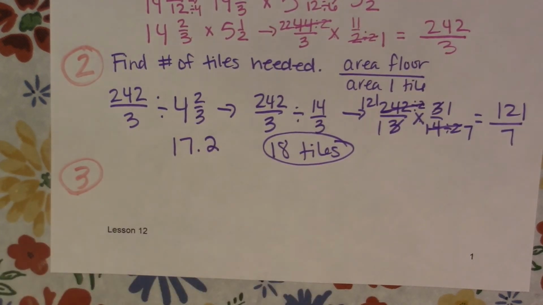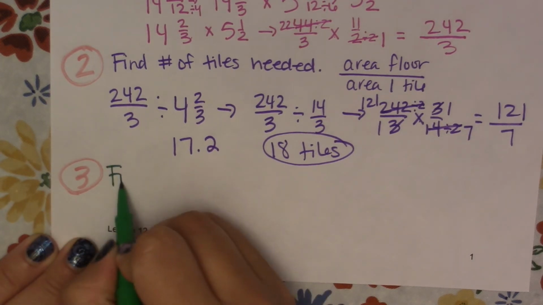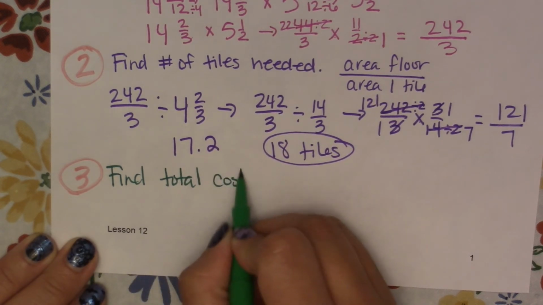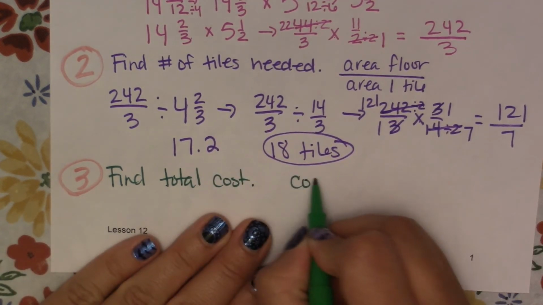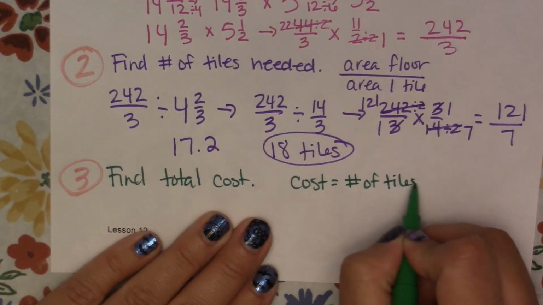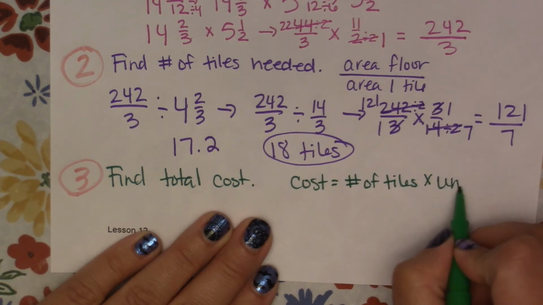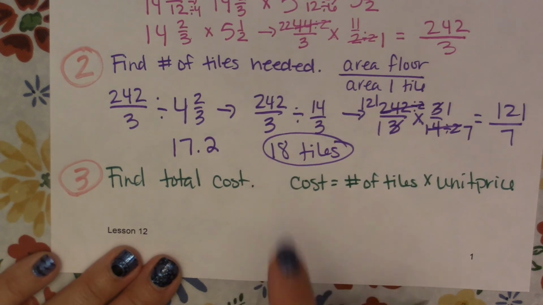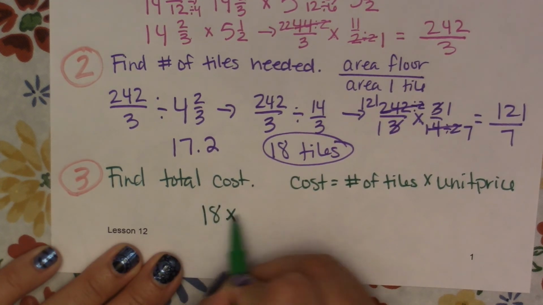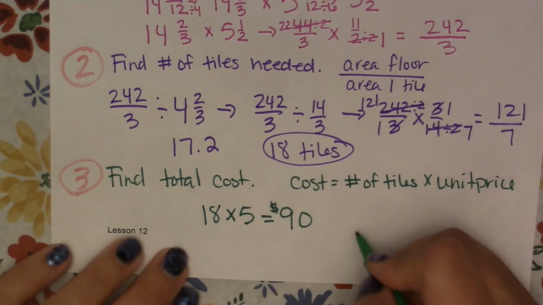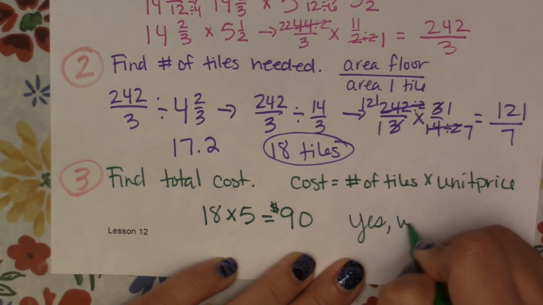So our third step is to find the total cost. So to do that, it's going to be cost is equal to the number of tiles times the unit price. All right, I know I need 18 tiles, and each tile was $5. So that would be a total of $90. So yes, we would have enough.